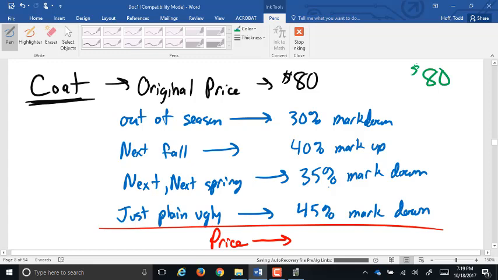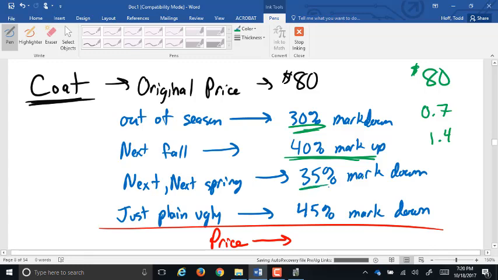An $80 original price. 30% markdown. What's the complement of that? 0.7. Now, this is the tricky part. A 40% markup is a 1.4, right? 100 plus 40%, it's a markup. Whole plus another 40%.